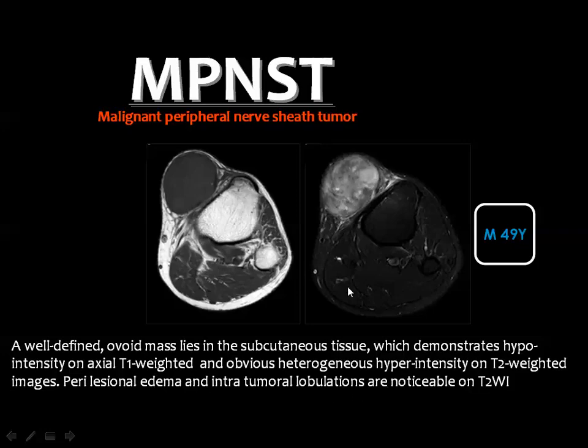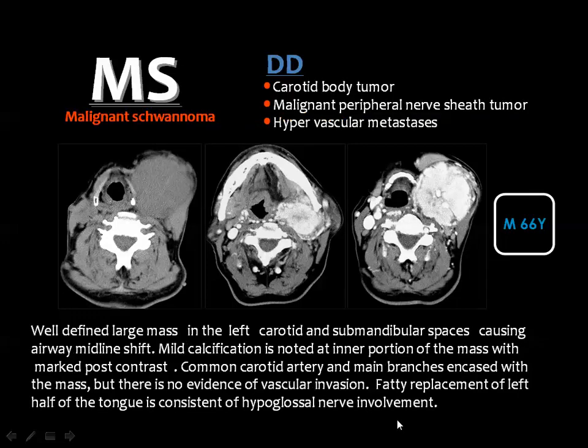And this is also another example. You see a lesion which is in front of the leg and is of low signal in the T1 and high signal in the T2 weighted image. Another example of this malignant schwannoma or malignant peripheral nerve sheath tumor, in the CT scan, you see a mass of almost similar density to the muscle with intense post-contrast enhancement. And according to the literature, the differential diagnosis includes carotid body tumor, malignant peripheral nerve sheath tumor, and hypervascular metastasis.